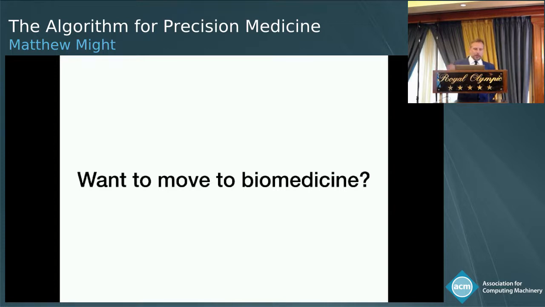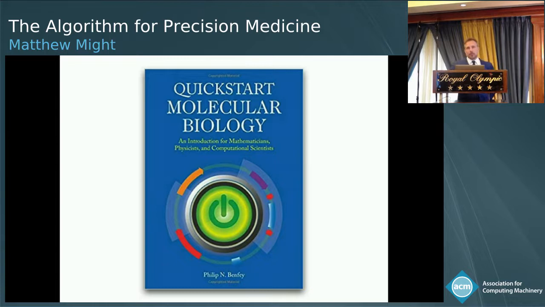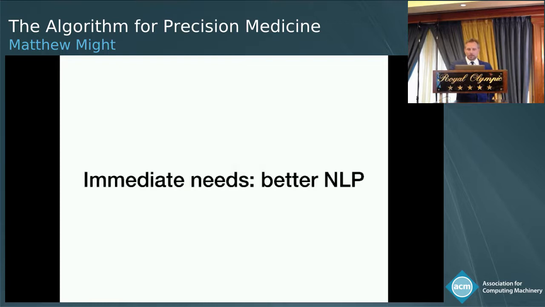Now, to close, I'll just say, if you're interested in moving into biomedicine from PL, I have some recommendations. This book is probably the best way to jump right in, because it will actually allow you to, in about 2 days, get up to speed on all the relevant bits of biology that you need. So it's called Quick Start Molecular Biology, and it really is geared towards mathematicians or physicists or computer scientists.